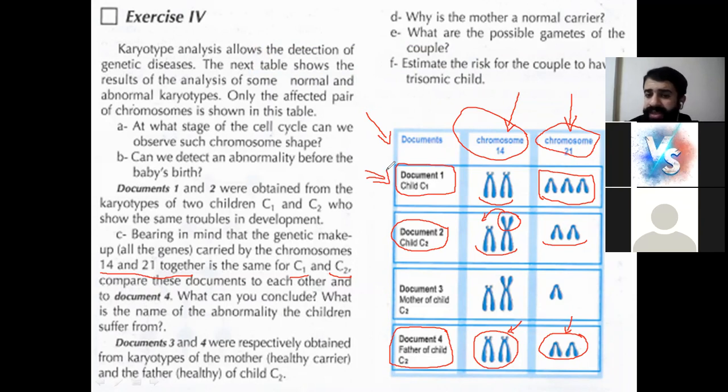Thank you, Hadil. Moving to document 2, Muhammad, what is the problem? What do you think? If they have the same genetic information carried, meaning that the same information carried by chromosome number 21 is the same as the one carried by chromosome 14, so what is the problem? What do you think, Muhammad?